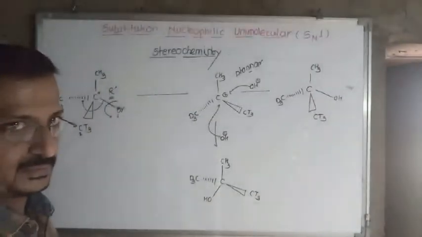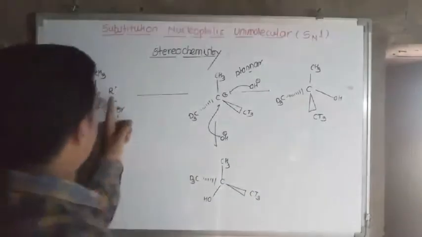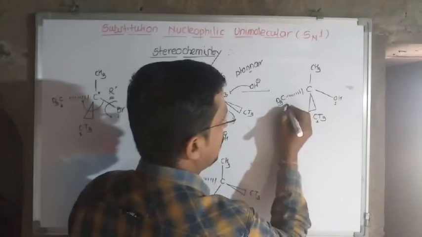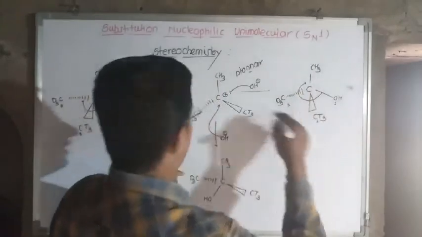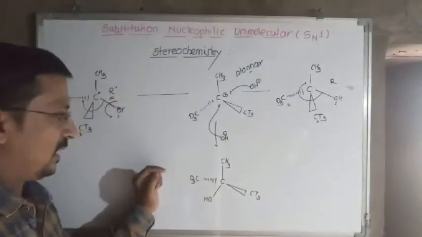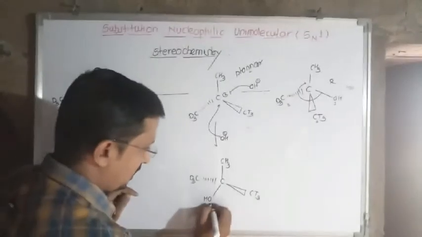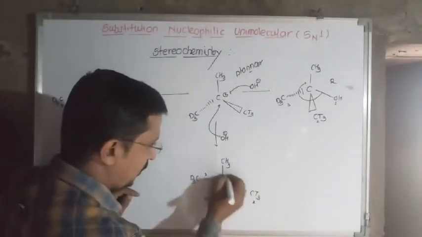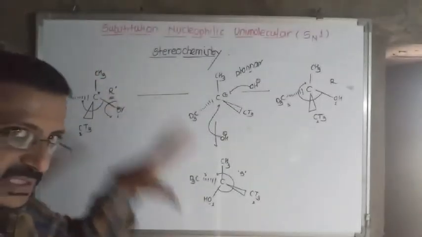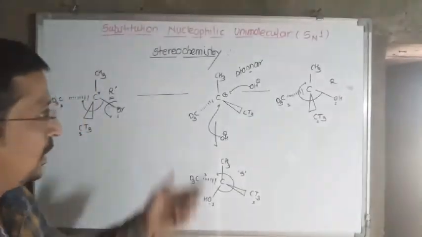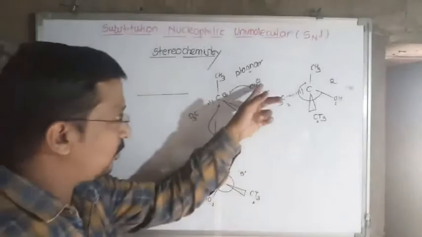Now see here, if you consider 1, 2 and 3, it is R configuration. In the other structure, again numbering 1, 2 and 3, and if you rotate this one, it is S configuration. So the initial chirality is present in the substrate, but due to formation of a planar sp2 hybridized carbocation, attack of the nucleophile is possible from both sides, above the plane and below the plane.